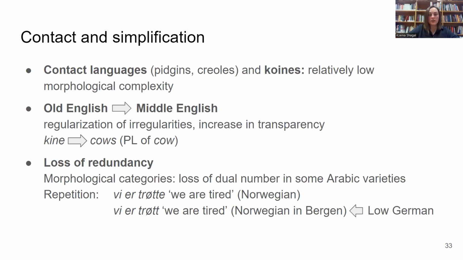And in other cases, generally as a result of contact, as it has been shown in individual studies, there is loss of redundancy going on. So morphological categories can be lost, like dual number is lost in some Arabic varieties. And in Norwegian, for instance, you normally have agreement in number with predicative adjectives, so "we are tired", for instance. But in Norwegian in Bergen, which has been in contact with Low German, as a result of contact, this just disappeared. That's the claim in a specific study that dealt with this topic. So basically, contact obviously in many cases leads to simplification.